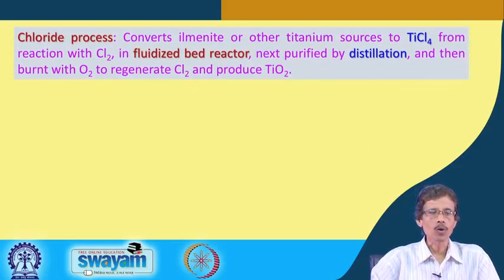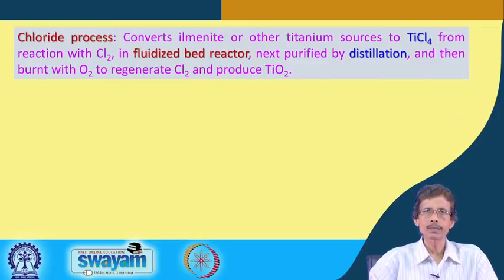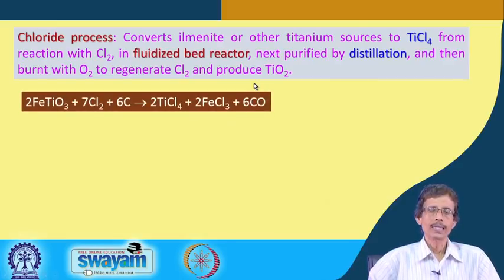So, what about your chloride process? The chloride process is nothing but it will try to convert your ilmenite, the iron titanate basically, and other titanium sources. You can have a large number of titanium sources, we can have rutile, we can have ilmenite and all other different types of ore materials, but the basic idea for this chloride process is that you have to convert it to titanium tetrachloride. With the use of direct chlorine gas in a fluidized bed reactor, and it is then further purified by distillation for the pure quality of your titanium tetrachloride, and then it is burnt in oxygen to regenerate the free chlorine and produce TiO2, because it is giving back the TiO2 to you.